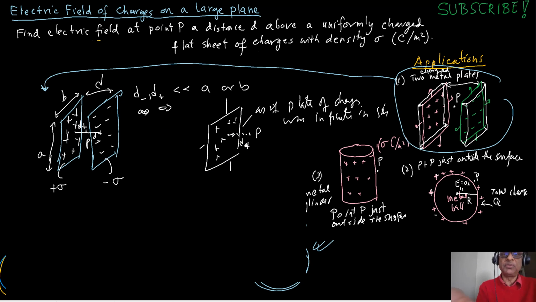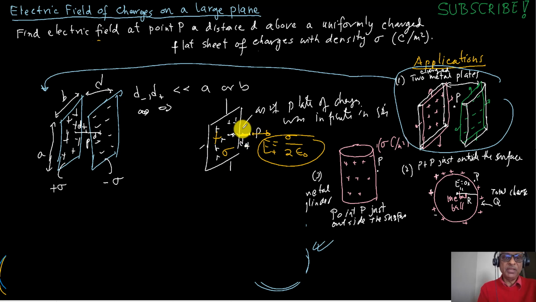We know the formula for this. If this is sigma, and it is positive, then the electric field is pointed this way, so let's call it E plus. And this is actually independent of the distance, because the formula is this for one charge sheet like that.